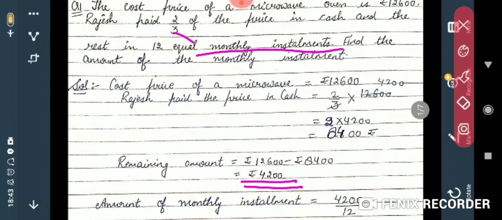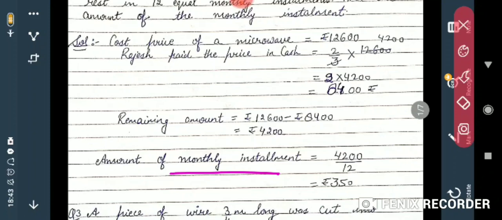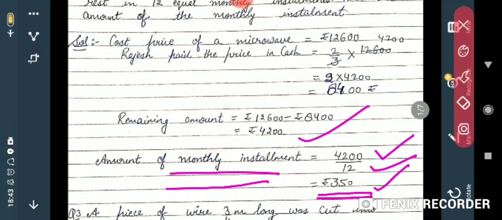But in how many installments did he pay? In 12 installments. So what is the amount of the monthly installment? What will be the amount of one month's installment? So what will you do? 4,200 divided by 12, and what will you get? Rupees 350. So every month he paid rupees 350, so that he can pay this remaining amount in installments.